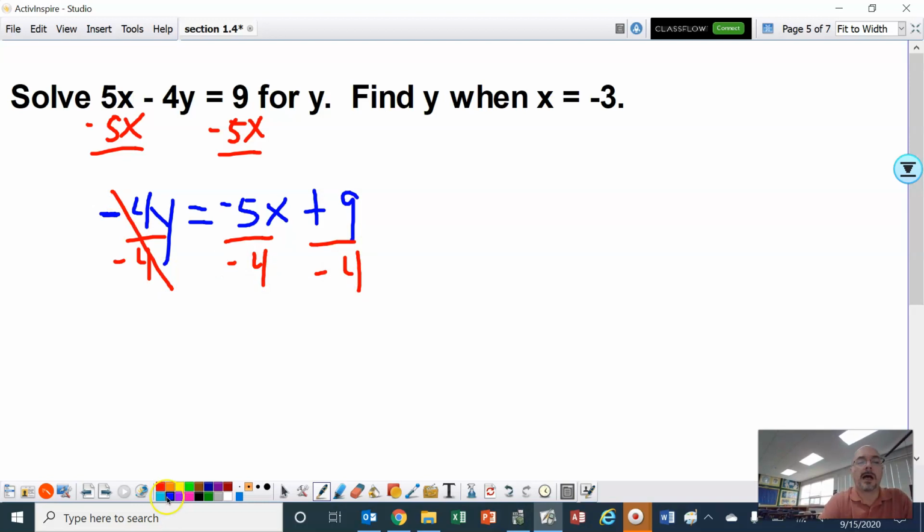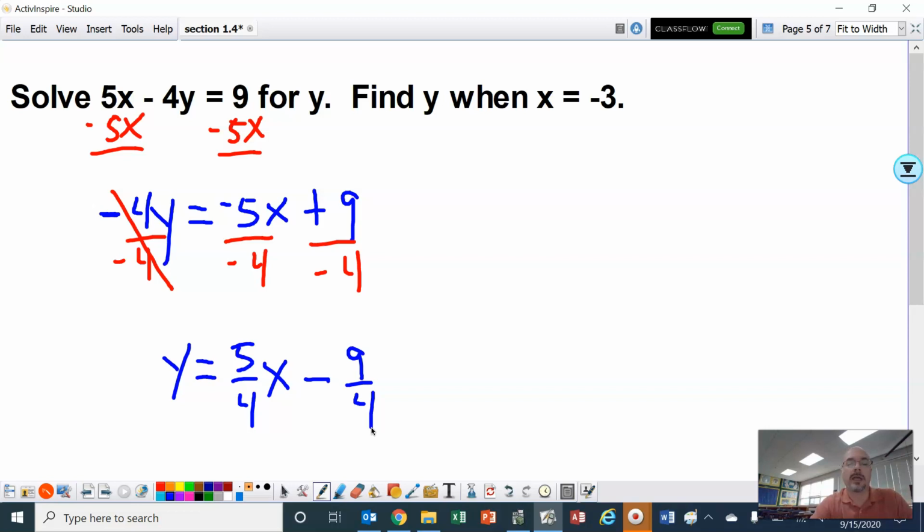Okay, so now positive y, we always want that to be positive, equals, now negative divided by a negative, that's going to be positive 5/4 x. And then the 9 divided by negative 4. Okay, we don't want to leave that negative in the denominator. And I'm going to just say that would be a minus 9/4. And just leave that as a fraction. I mean, you could turn it into a decimal, but sometimes it's just nicer to work with those fractions.